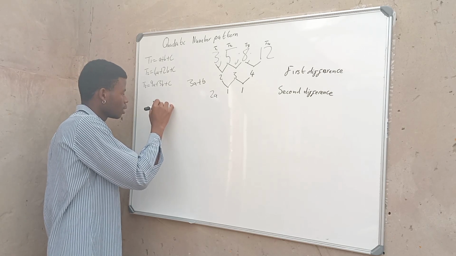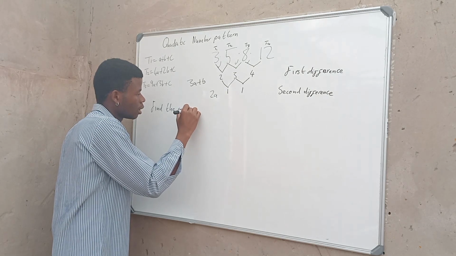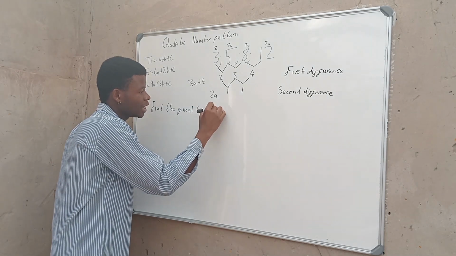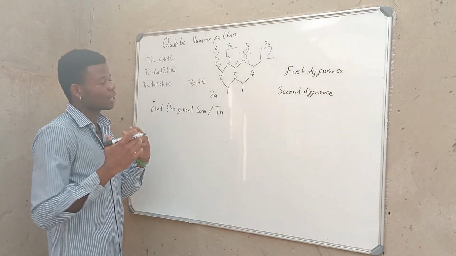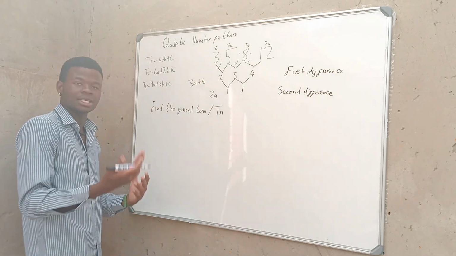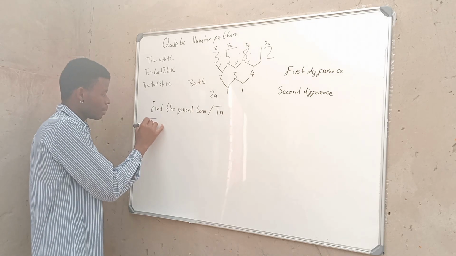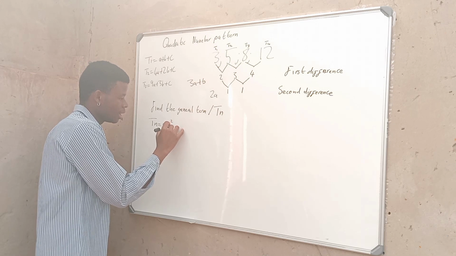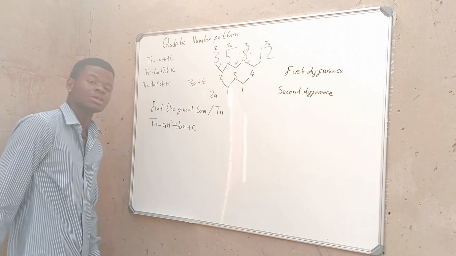Find the general term, or they can say Tn. Guys, listen, do not get scared or anxious, because this thing is easy to find. When they say general term or Tn, you remember that you must find your A, your B, and your C.